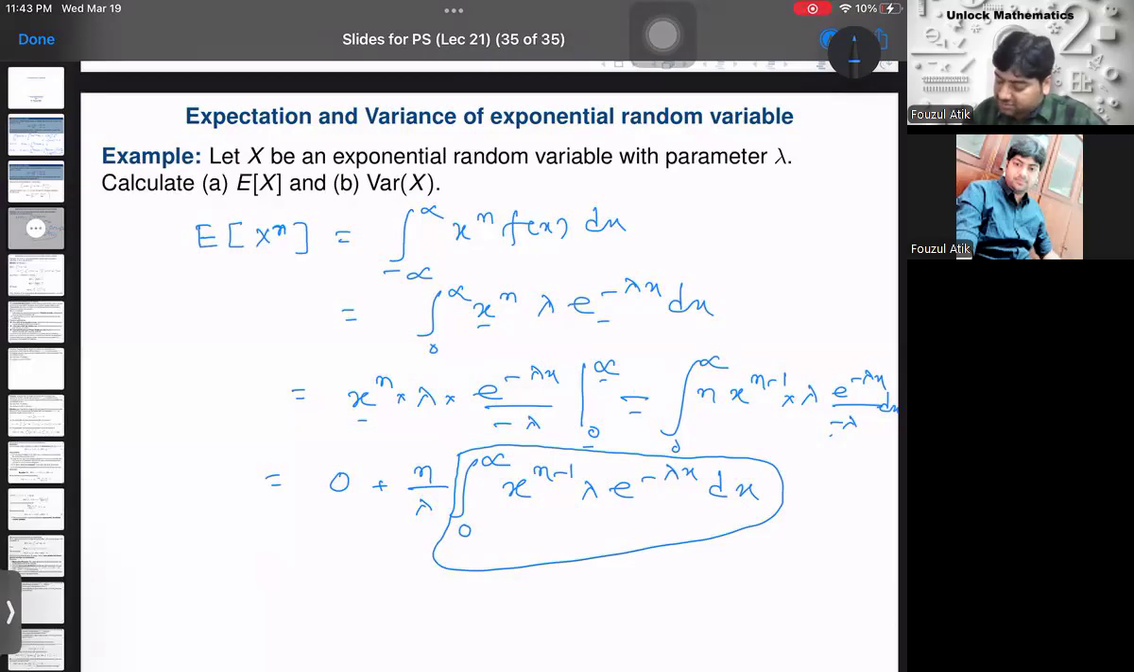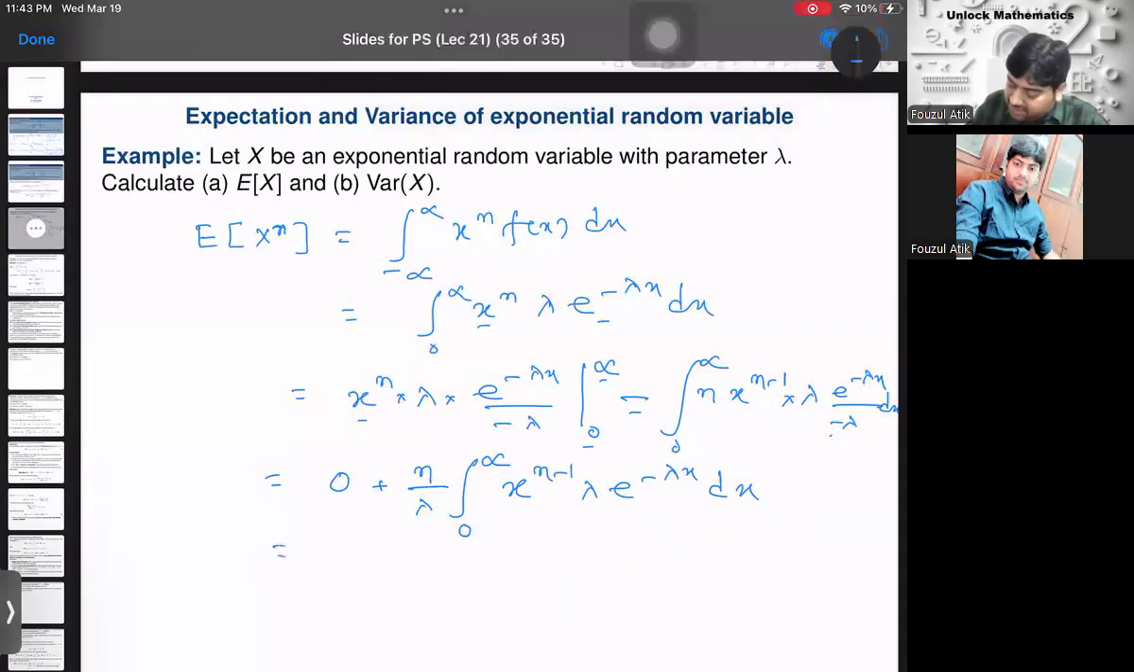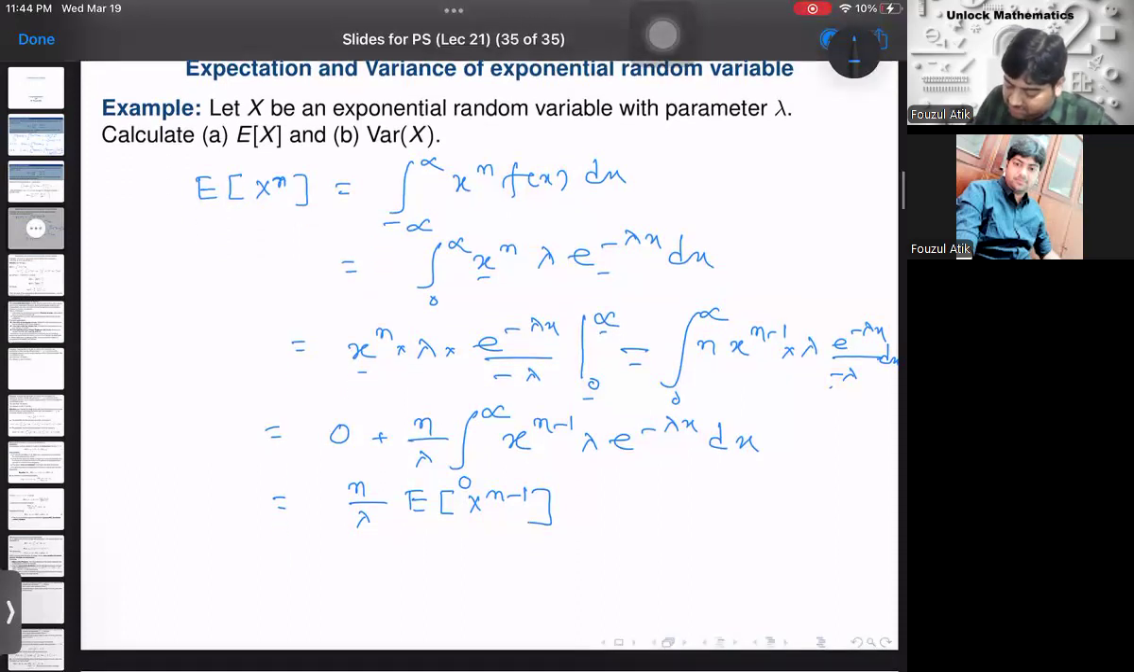Correct. If you look at this quantity, it is E of x to the power n. And what is the quantity below? It is E of x to the power n minus 1. Clear? So we can write this as n by lambda times the expectation of x to the power n minus 1. Now finding expectation and variance is very easy. Once you have this recurrence relation, E of x to the power n equals n by lambda E of x to the power n minus 1.